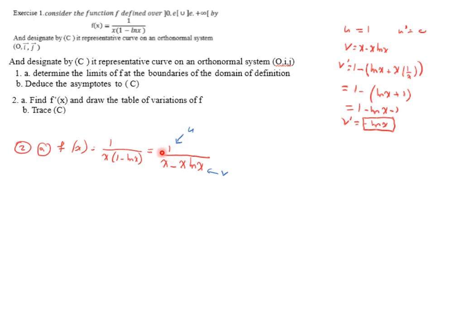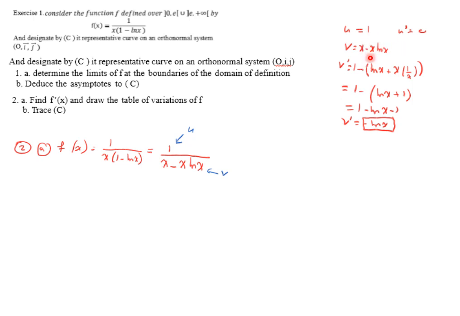U is 1, so u prime is 0. V is x minus x ln x. I'm going to do the derivative of each one alone, x alone, and x ln x alone. The derivative of x is 1, and for the derivative of x ln x, this is u times v itself. So I have another u and another v: u equals x and v equals ln x. U prime v means 1 times ln x, which is ln x, plus v prime u, the derivative of ln x, which is 1 over x, times x. So after expanding, we will get minus ln x. So v prime is minus ln x.